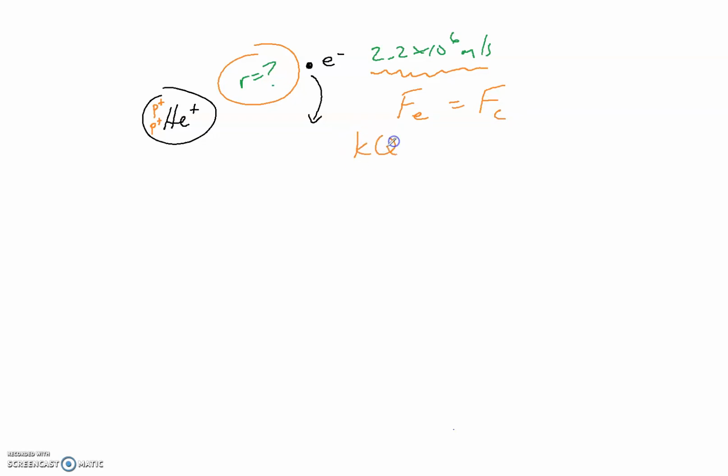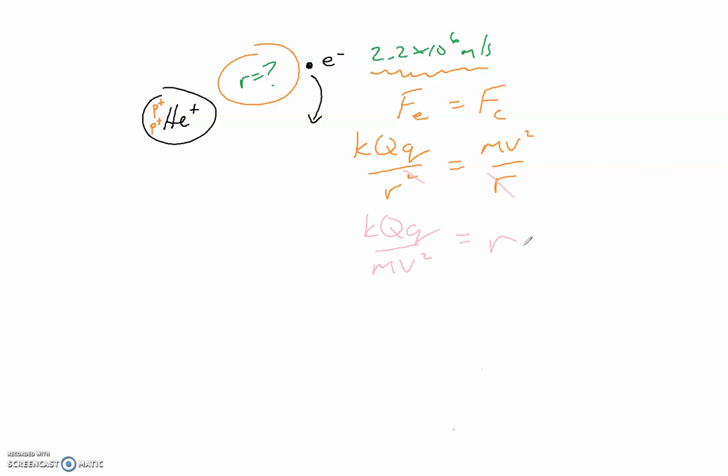So you have kQq over r squared equal to mv squared over r. Doing it this way is kind of nice, because then one of our radii will cancel out, and then we can solve for it. We just have to flip those two things around and we will be good to go. So kQq divided by mv squared would be equal to the radius of the path. And that's about it.